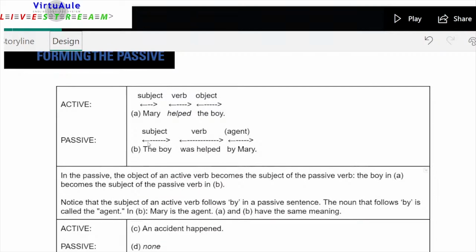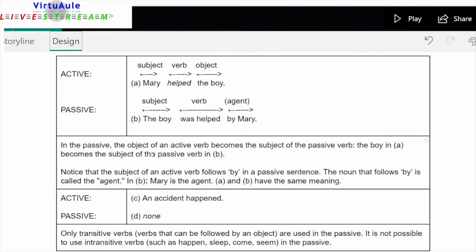Okay, we see that in the active, we have Mary, the subject, helped, the verb, and the boy is the object. In the passive, what was the object becomes the subject, the boy, and the verb has an auxiliary now. The verb auxiliary is to be, and then the agent is by Mary. So, by Mary. In the passive, the object of an active verb becomes the subject of the passive verb. The boy in A becomes the subject of the passive verb in B.